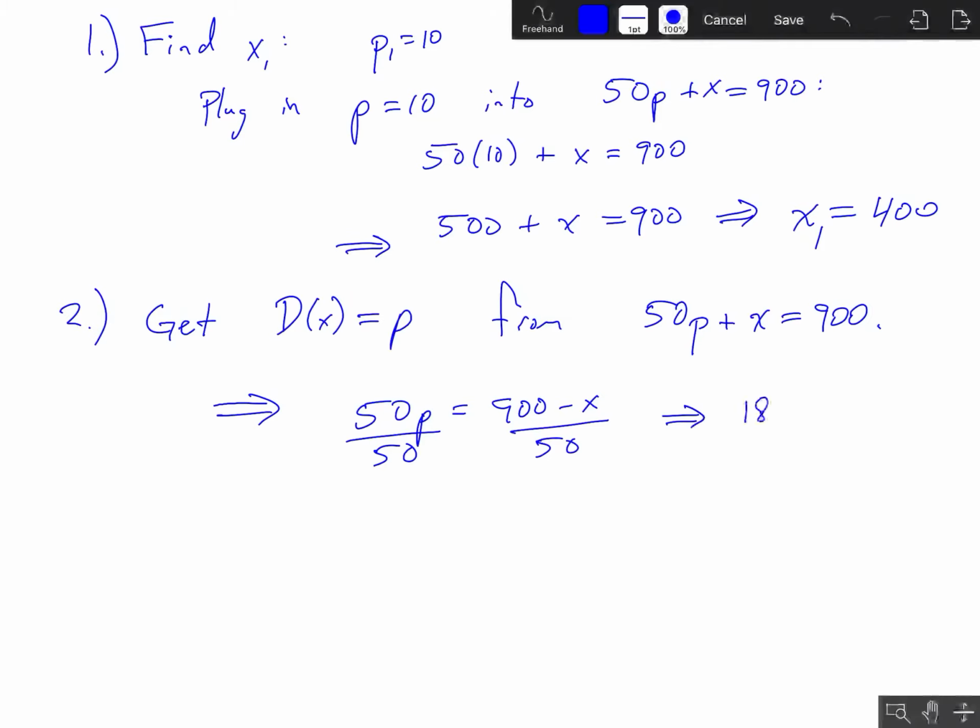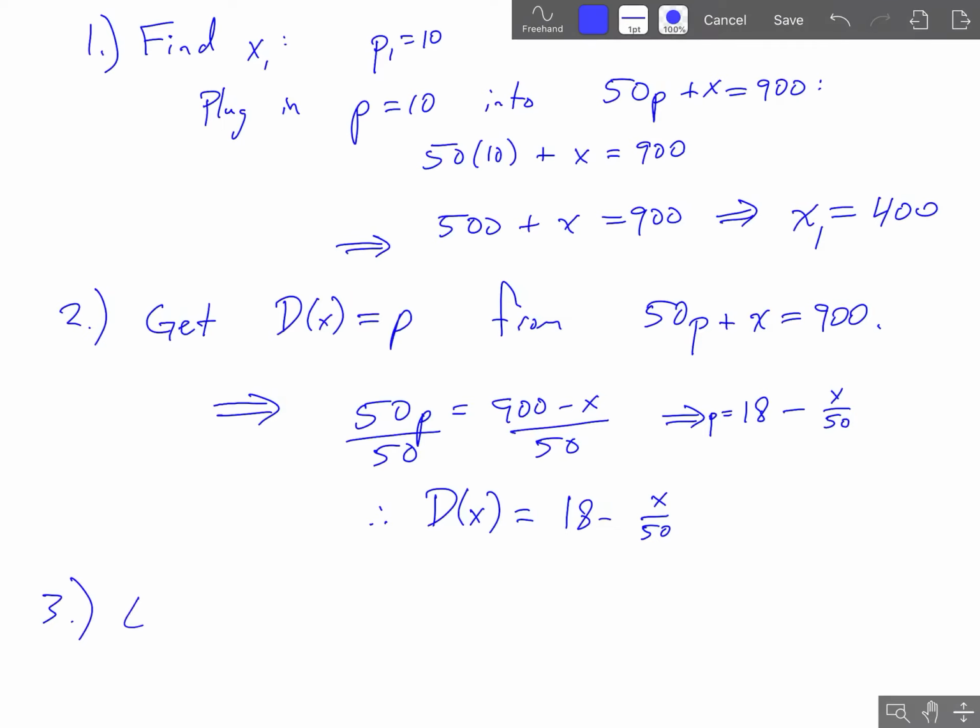So 900 divided by 50 would be 18 minus x divided by 50. So we would divide both terms in the numerator by 50. That would give us this, and that's our value for P. And therefore, the demand curve in this example is just going to be 18 minus x over 50. And now we have all the pieces that we need.